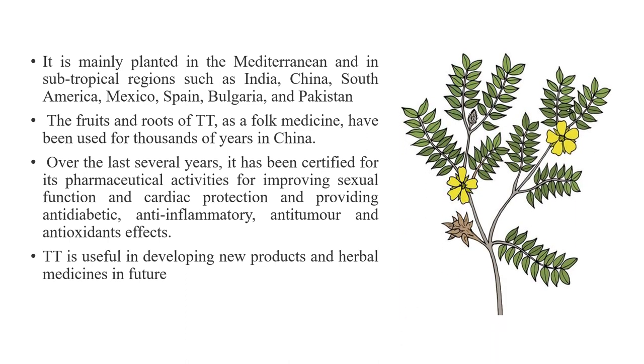It is mainly planted in the Mediterranean and in some tropical regions such as India, China, South America, Spain and Pakistan. The fruit and root of Tribulus terrestris as a folk medicine have been used for thousands of years in China. Over the last several years, it has been certified for its activities for improving sexual function, cardiac protection, providing anti-diabetic, anti-inflammatory, anti-tumor and antioxidant effects. Tribulus terrestris is useful in developing new products and herbal medicine in the future.